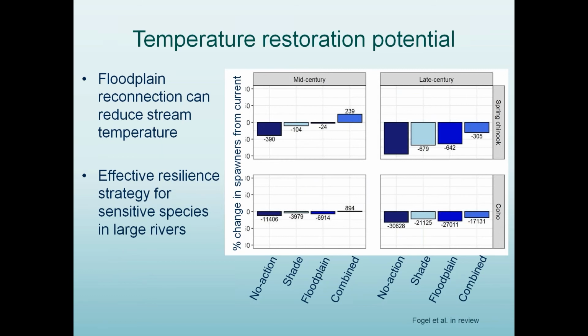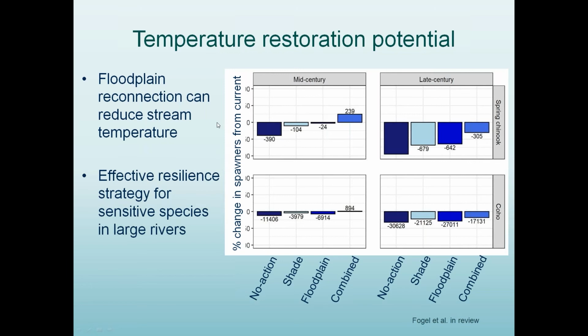So just doing one temperature example to compare a no action scenario, a shade scenario, a floodplain scenario, and a combined scenario. This is just looking at the full restoration potential. If we could restore the shade to natural condition, or the floodplain to natural condition, or both shade and floodplain to natural condition, what's the response? So this is not looking at all restoration actions, but just these ones that target shade.